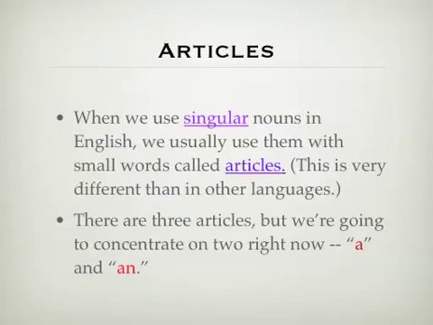Now we need to know about articles. When we use singular nouns in English, we usually use them with small words called articles. And we're going to talk specifically about two articles here. There are actually three, but we're only going to deal with two right now. The ones we're going to talk about are a and an.